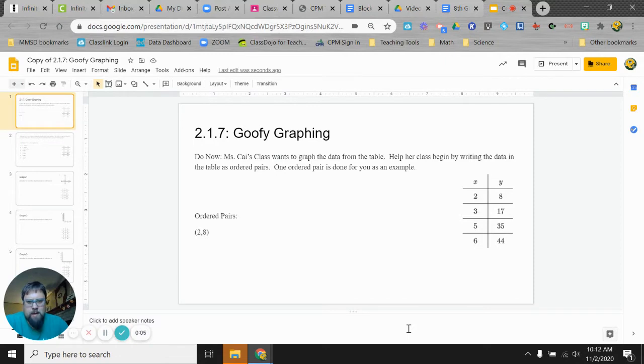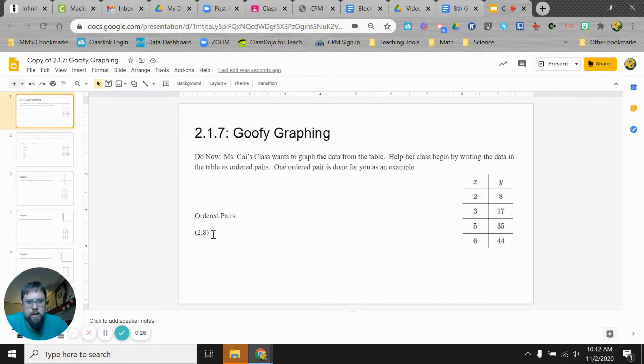Your do now for today says Miss K's class wants to graph the data from the table. Help her class begin by writing the data in the table as ordered pairs. One ordered pair is done for you as an example. So the first thing you'll do today as your do now is to take the rest of the data in the table that you see at the right and complete the other ordered pairs.